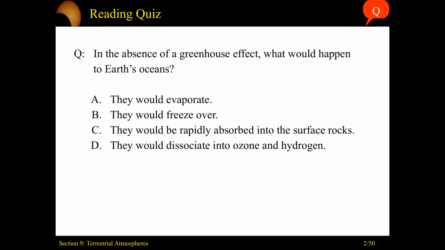As usual, let's just start off with a simple question. We're going to ask ourselves, hey, if there was no greenhouse effect on Earth, what would happen to our oceans? Go ahead and pause, think it over, and come right back.